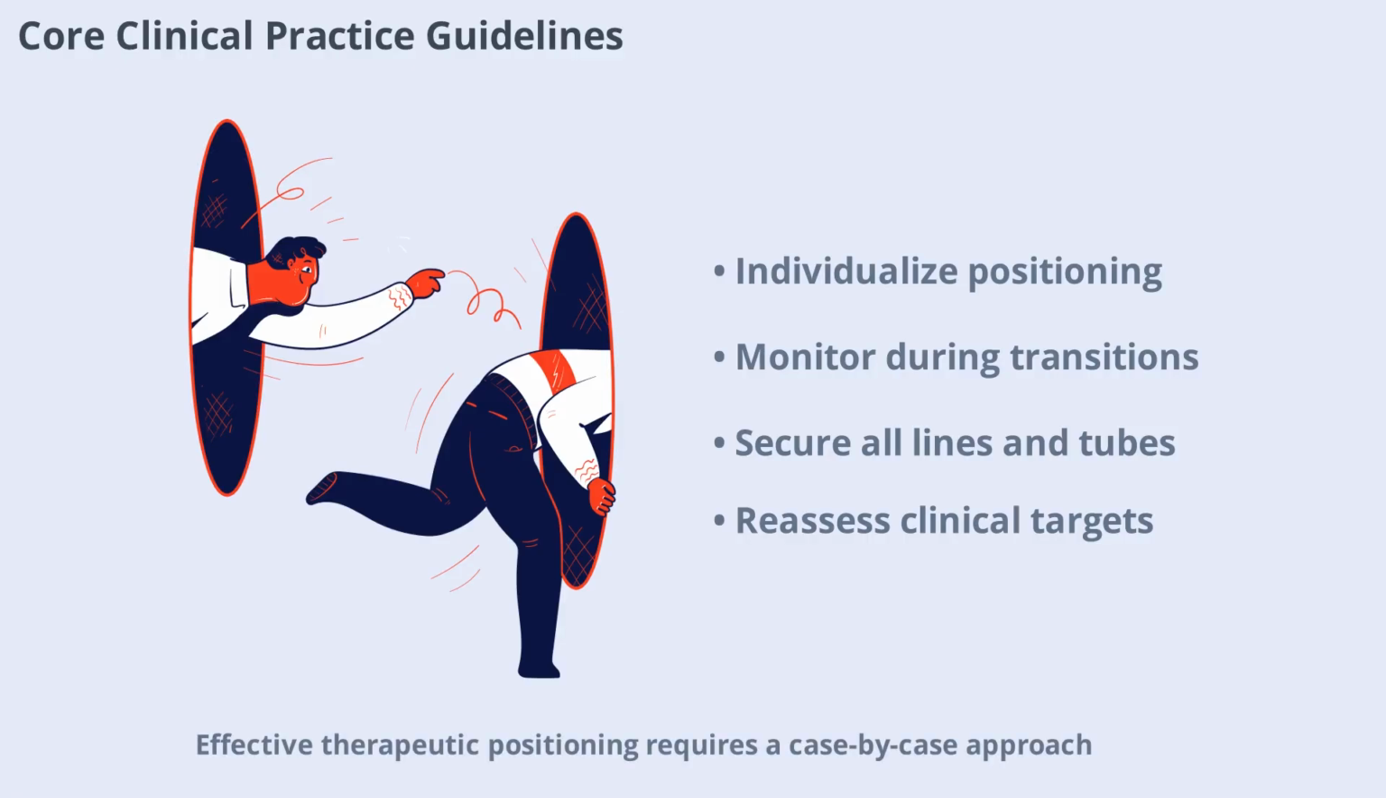Effective therapeutic positioning requires a case-by-case approach. Standard rules, like good lung down for unilateral disease, do not always apply, especially in complex conditions. Therapists must monitor patients closely during position changes, gradually raising the bed head to prevent postural hypotension and ensuring all lines and tubes are secure. Before moving a patient, define clear clinical targets such as oxygen saturation, heart rate, or comfort, and reassess these parameters after repositioning. Continuous assessment and individualized care are the hallmarks of safe and effective therapeutic positioning.